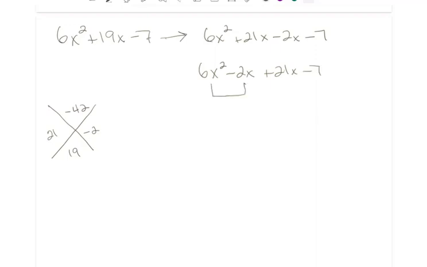If I pair up these 2 guys, what's the greatest common factor I can pull out? 2x. And what am I left with? X minus 1. Right? And then now I'm going to pair up these 2 guys. What's the greatest common factor I can pull out of those 2? Yeah, positive 7? Yep. So then I'm going to have what? 3x minus 1.